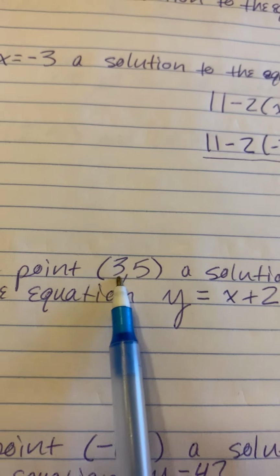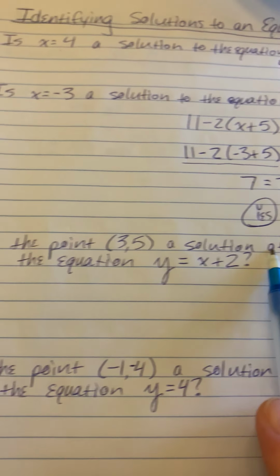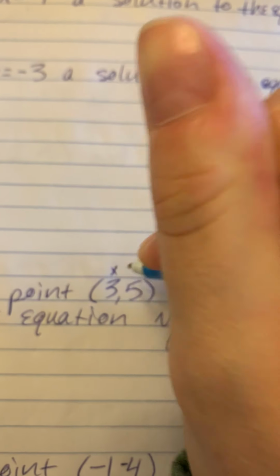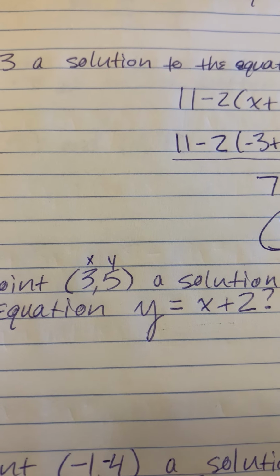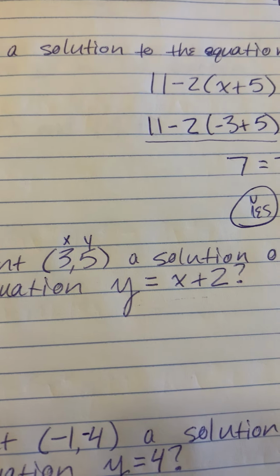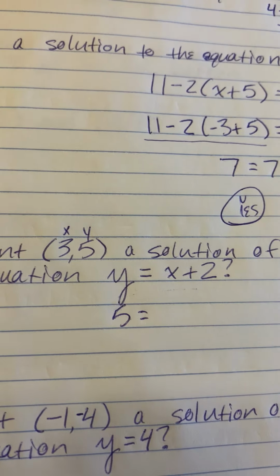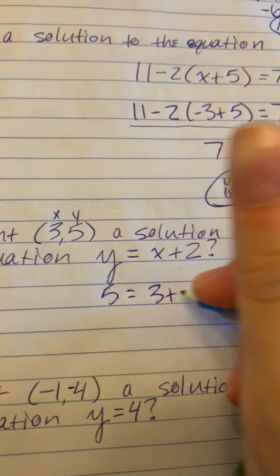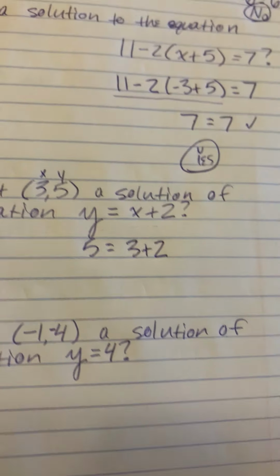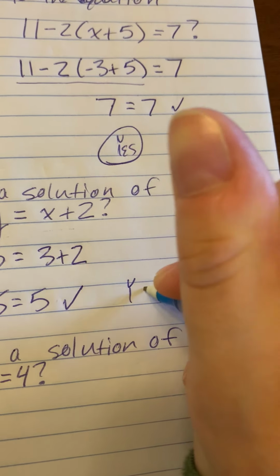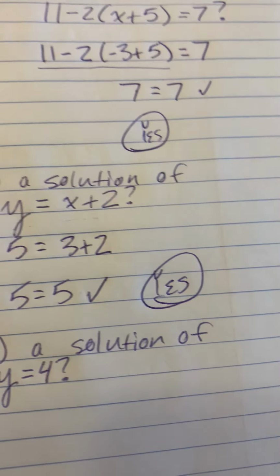Is the point 3, 5 a solution of the equation y equals x plus 2? So you need to take both of those numbers and plug them in. Remember that x's come first and then y's. So when I plug them in, I'm going to plug them in backwards. I'm going to put the 5 in first since that's the y value, equals 3 plus 2. So 5 equals 5. Yes, that's true. So yes, it is a solution.